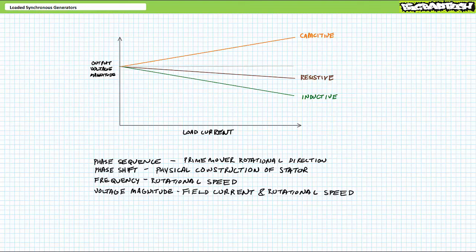Speaking of complications, let's complicate things. Thus far, we restricted ourselves to discussing voltage magnitude regulation only.